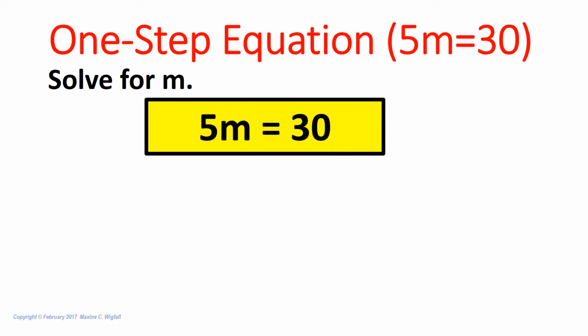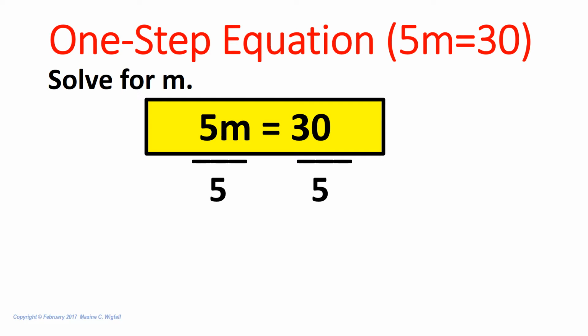Now you are ready to solve one-step equations. In this equation, I want you to solve for m. 5m equals 30. In order to solve it, we need to isolate the variable m. So the opposite of multiplication is division. 5m means 5 times m, so we divide by 5 on both sides of the equal sign.